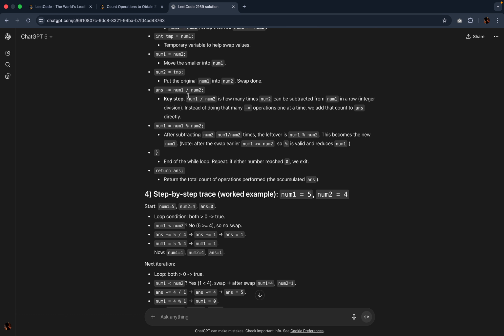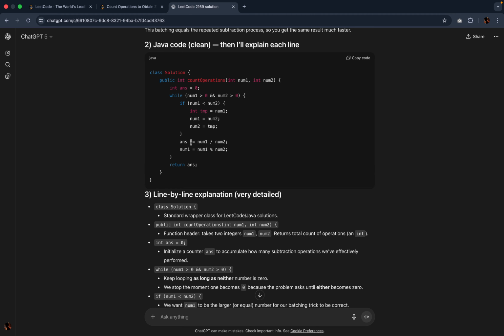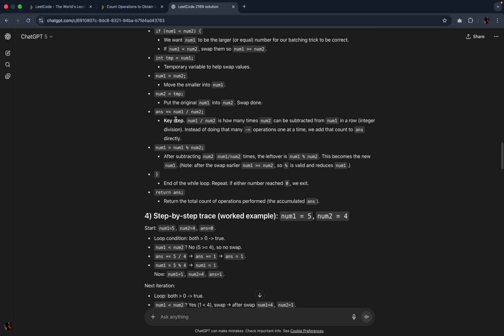Now if we come out of the while loop, ans, which is initialized earlier, is there: ans plus equals number 1 divided by number 2. So the key step is that number 1 divided by number 2 is how many times number 2 can be subtracted from number 1. Since number 1 is already greater than or equal to number 2, with the integer division we get the quotient and ignore the remainder, so we can find the number of minus operations required and keep it to a minimal value.